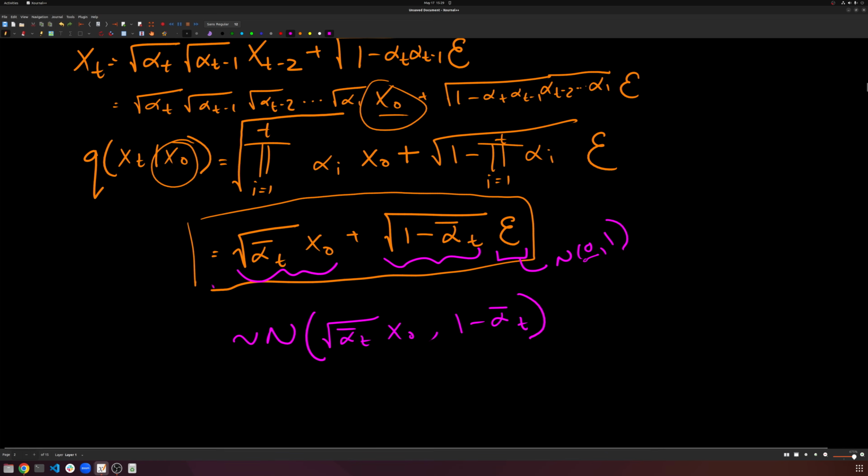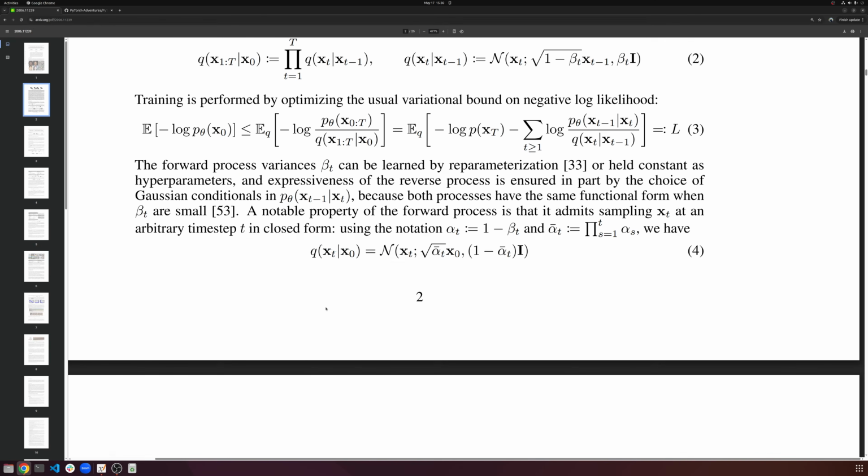So again, both of these things are equivalent to each other, which is why you'll see that notation here. The mean is just the square root of alpha hat t times x_0, and the variance is 1 minus alpha hat t. And we are good to go. And I is just an identity matrix, because it could be multivariate, covariance, that sort of stuff. So, okay, good. We now have our first step done.